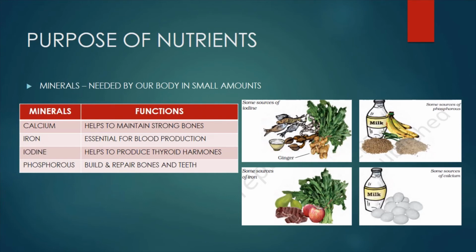Our third mineral is iodine. Iodine helps to produce thyroid hormones in our body. Every cell in our body needs thyroid hormone. One of the functions of thyroid hormone is to maintain the heart rate stable. Some sources of iodine are ginger, butter and fish.